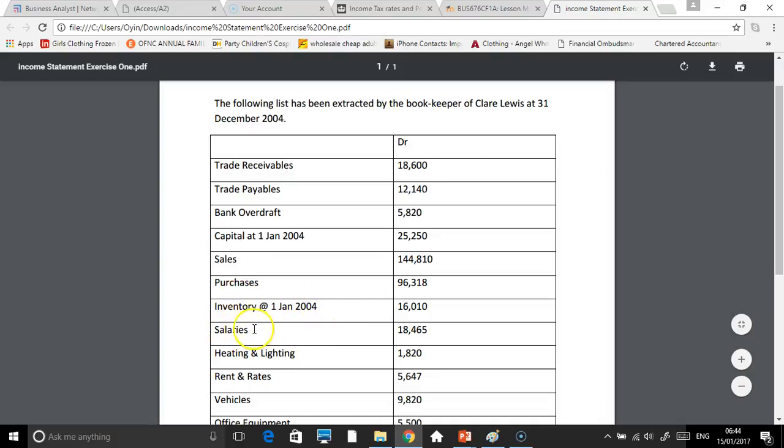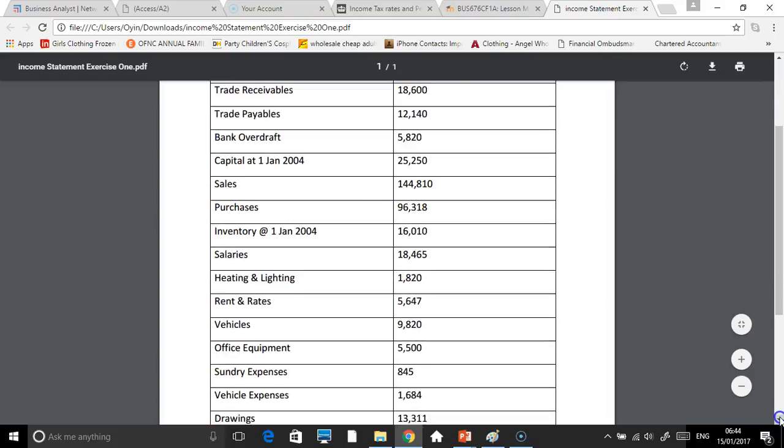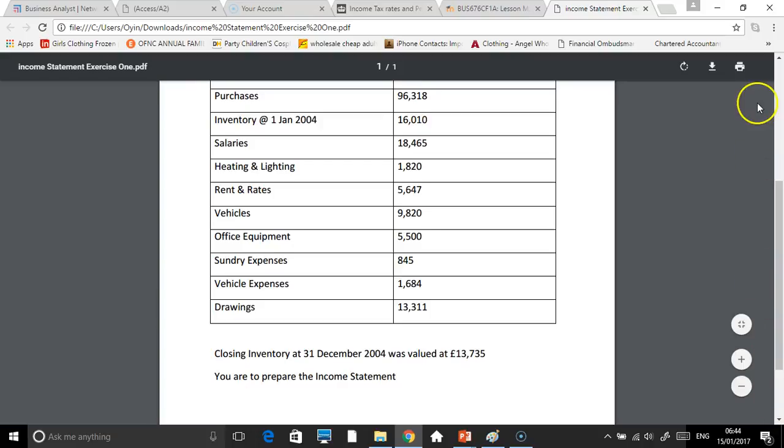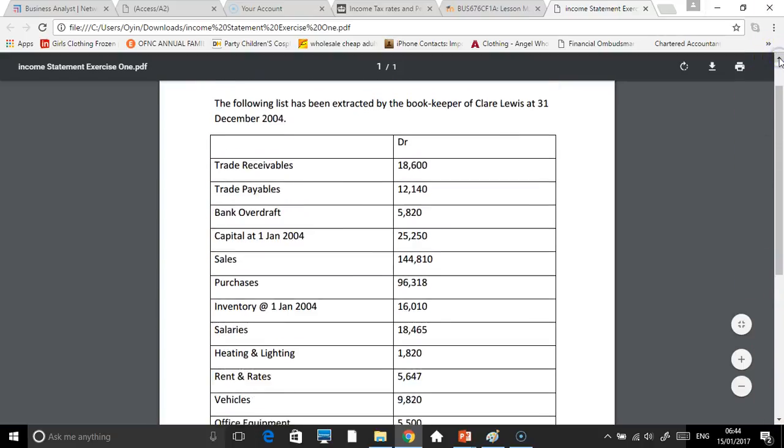Those are other expenses, vehicles. These are assets that you have bought during the year. Office equipment, assets you've bought. In general, when you see expenses, you know these are E's, and remember that's the letter D. And that's your closing inventory given to you. You'll be asked to, for example, prepare the income statement. So let's have a look. Let's do that right now using this example.